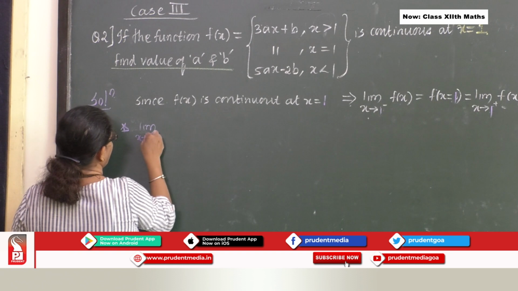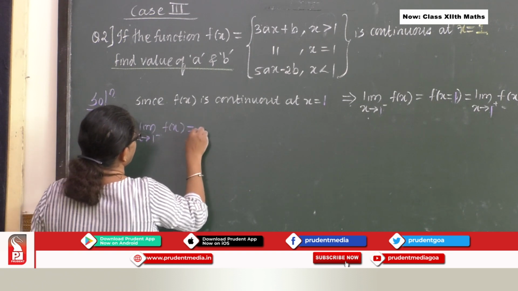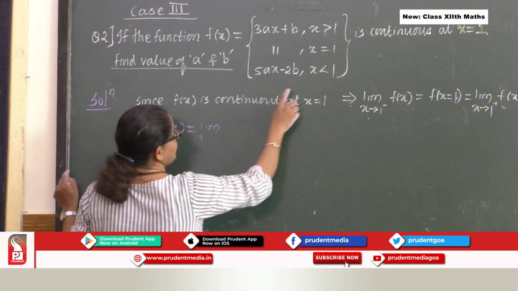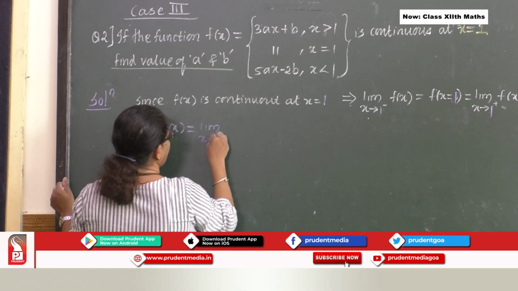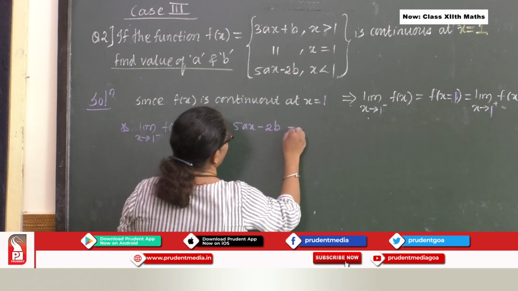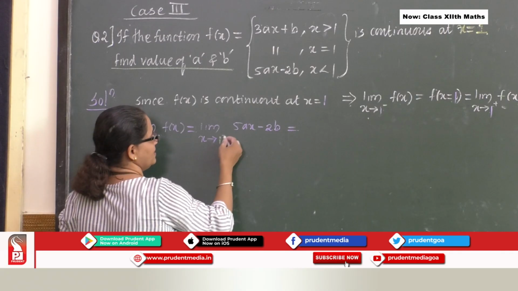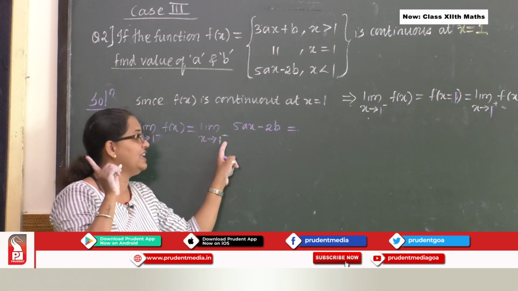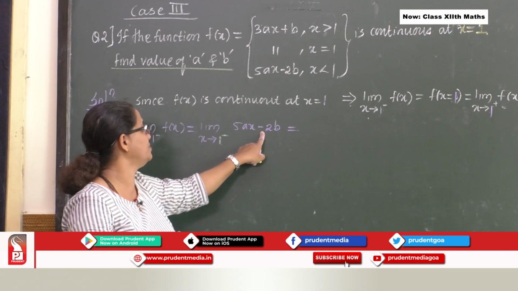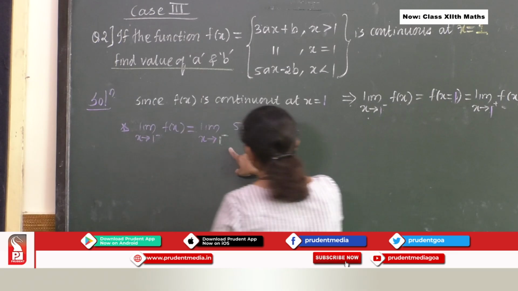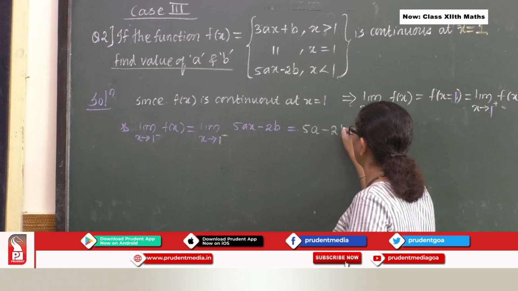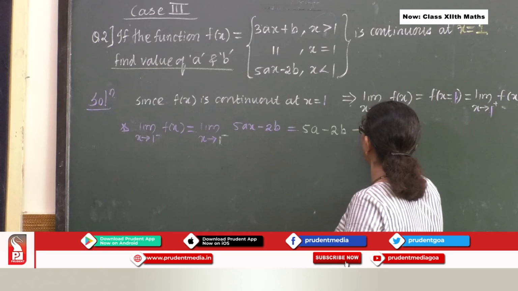I say limit x tends to 1 minus f of x. What is it? 1 minus. So all the values less than 1 I will consider here. So I say limit x tends to 1 minus, 5ax minus 2b. This minus sign signifies it is the left hand limit. There is no significance of this negative sign when you substitute the value. You just have to substitute as 1. So when you substitute 1 in place of x, you will get 5a minus 2b. Perfect. So this is my equation 1.